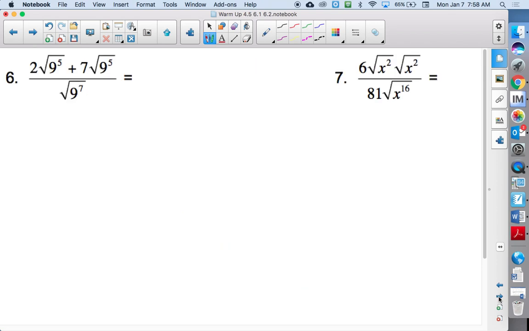So the last two expressions, we have one numerical, one with a combination of both. So 2 and then the square root of 9 to the 5th plus 7 square root of 9 to the 5th, divided by the square root of 9 to the 7th. Odette, what do you think you would do first? I would add the numerator. Yeah, and so in the numerator, those are like terms. They're both the square root of 9 to the 5th, so we can add those numbers in front.